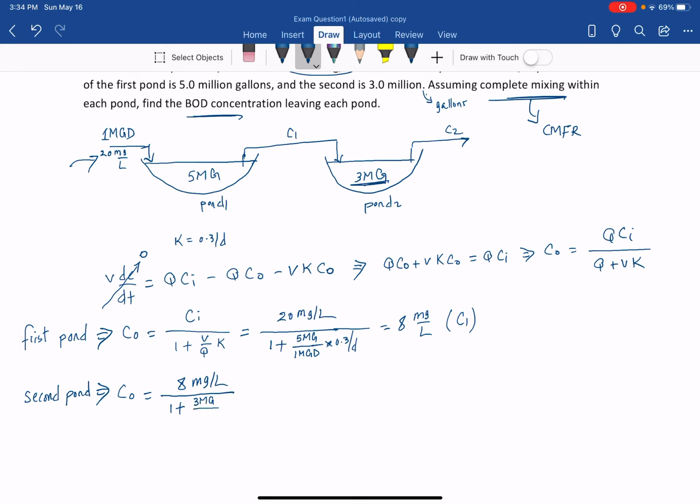over the flow rate, which is 1 million gallons per day. This will not change, the flow rate throughout the system, times K. So 3 times 0.3 is 0.9. You can cancel out everything, and you will end up with 4.2 milligrams per liter, and that is C2. So now we found the concentration of BOD leaving pond number 1, 8 milligrams per liter, and leaving pond number 2, 4.2 milligrams per liter.